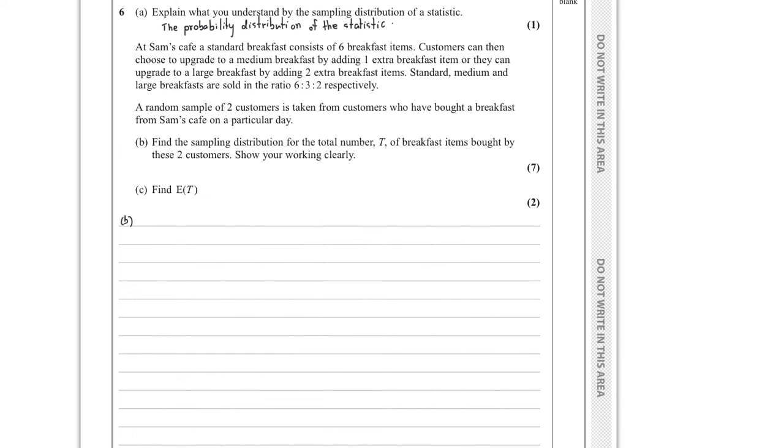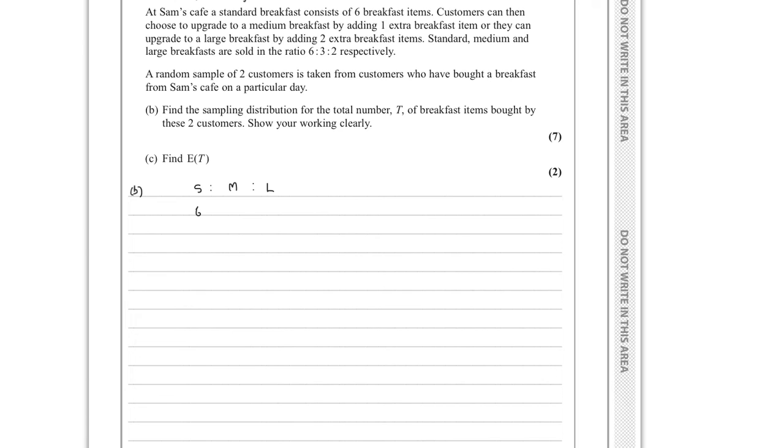Okay, first let's write down how many items for each type of breakfast. So we have 3 types of breakfast: small, medium, and large. For small breakfast, we have 6 items. And for medium, we have 7. For large, we have 8 items. And now let's see the probability of each of them. The probability of getting small breakfast is, according to this ratio, 6 out of, so the total ratio is 11.